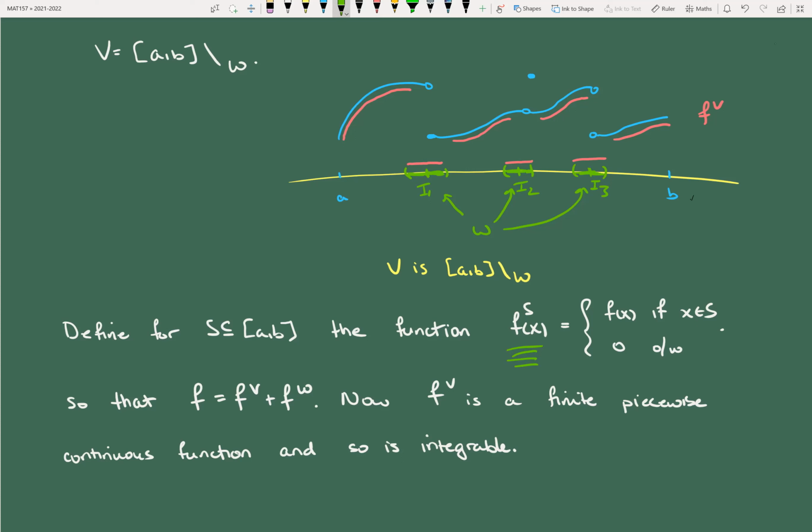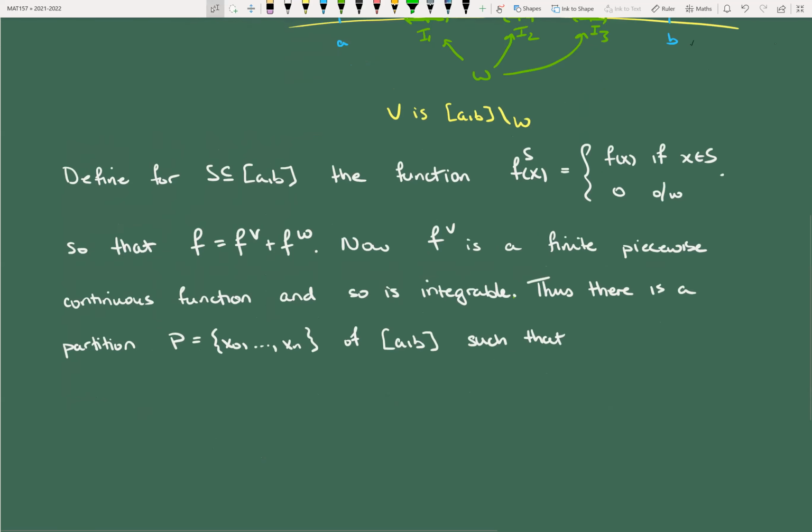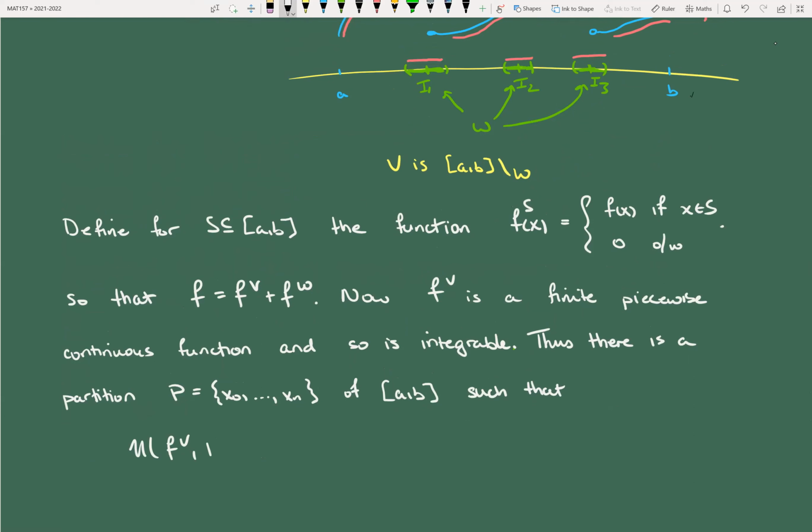And so we can guarantee that f_V is integrable, right? By our previous lemma that says that if you just smush together finitely many integrable things, they're integrable. And the fact that we know that continuous functions are integrable, boom, we know that this thing is integrable, right? So there is a partition of AB such that U(f_V, P) minus L(f_V, P) is less than epsilon over 2.